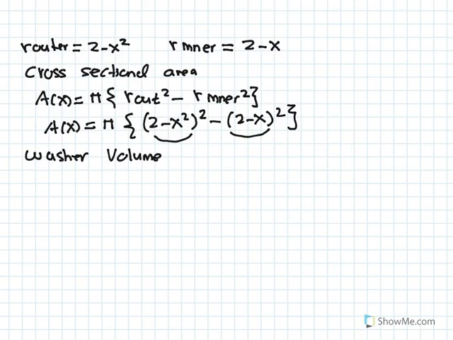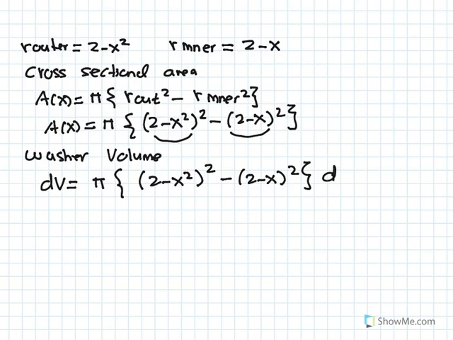Okay, differential volume is equal to pi times radius outer squared, (2 minus x squared) all squared, minus (2 minus x) all squared, times dx. That's a typical washer, and then we're just going to add up all these washers, add up the volume of all of these washers to get the total volume. So the volume is going to be the integral of dV, integrate from 0 to 1.